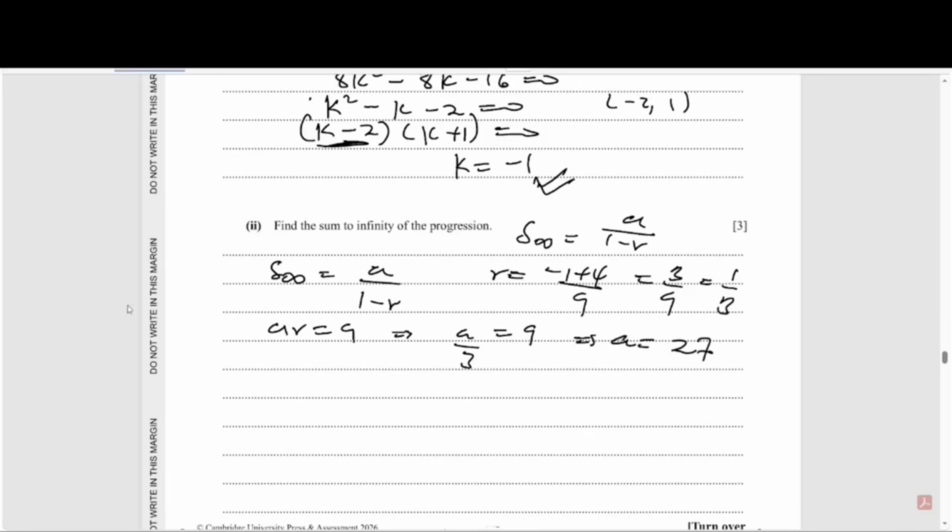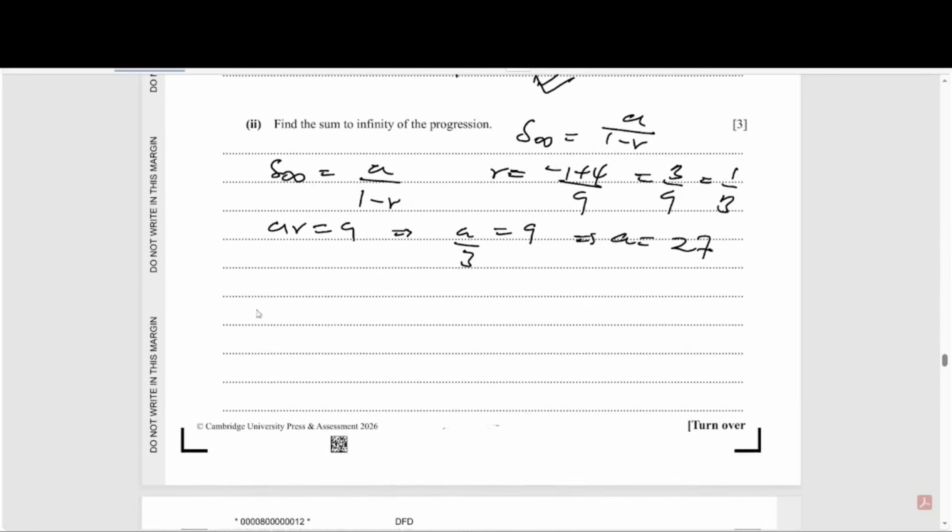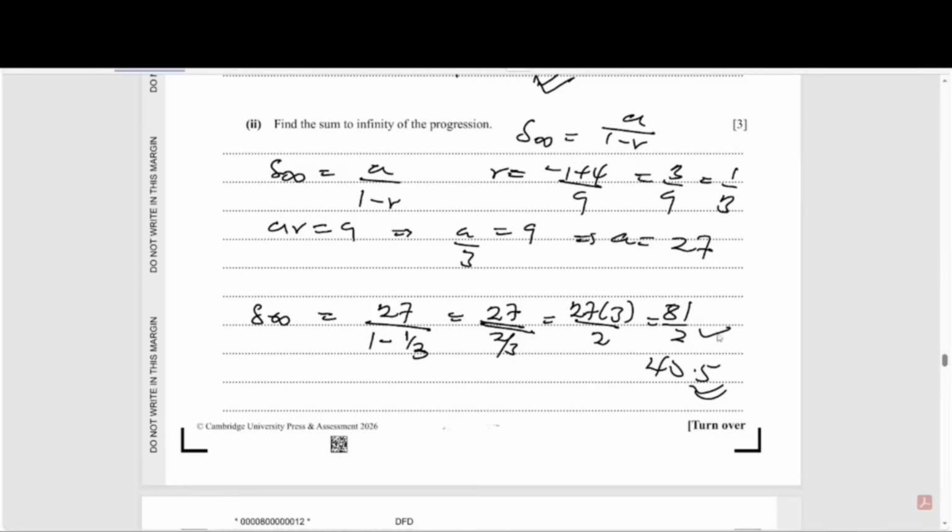That's 9 times 3. Now that you have a and r, we can find the sum to infinity as equal to our a, which is 27, over 1 minus our r, which is 1 over 3. So we have 27 over 2/3, and that is 27 times 3 over 2. And finally we have 81 over 2, or you can write 40.5 as the sum to infinity.